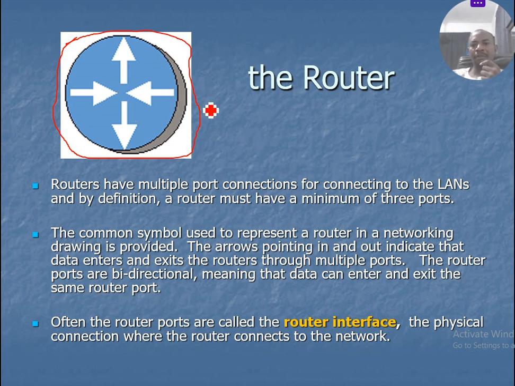A router doesn't have just one port. In fact, the minimum number of ports a router can have is 3. A router cannot have fewer than 3 ports. The minimum is 3. So it's made up of multiple ports. It can be 4, it can be 6, it can be 8. So a router can have multiple ports.